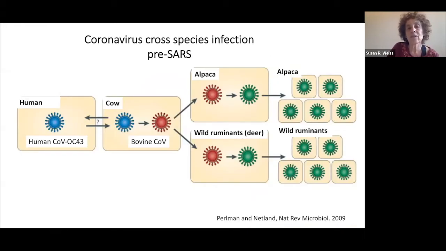So just to put it into perspective, coronavirus cross-species infection was really known about before SARS. For example, the human coronavirus OC43 and the bovine coronavirus, BCV, are very, very closely related. They're also closely related to the mouse virus. So it's believed that the human OC43 may have evolved from the mouse virus adapting to humans, shown here. And it's also clear that the bovine virus moved into alpaca and ruminants, where it adapted to those species. And we now have alpaca and ruminant coronaviruses related to the bovine virus and the human virus. So cross-species transmission is not something particular to SARS and MERS, but maybe a more general coronavirus characteristic.